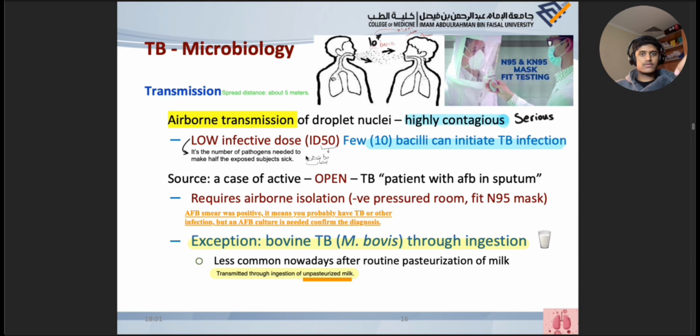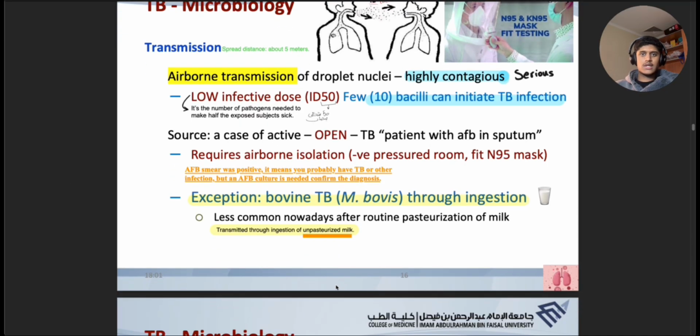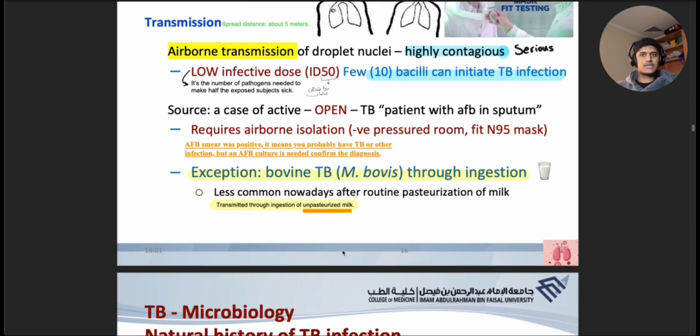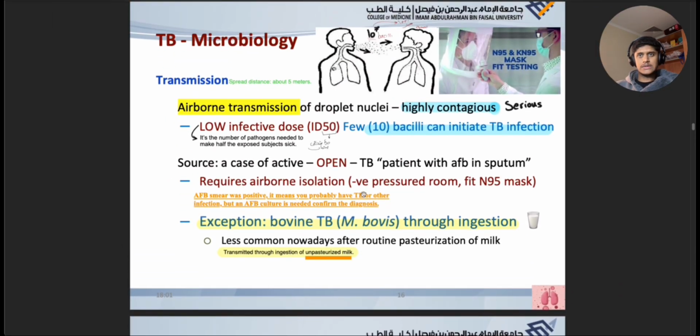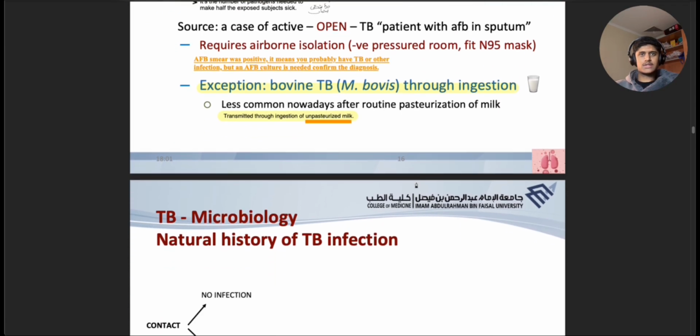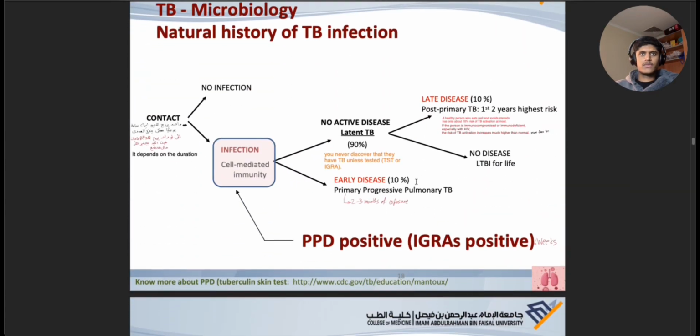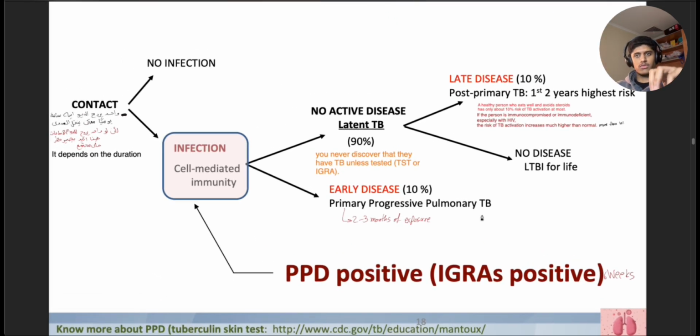The exception comes from bovine TB, or M. bovis, because it comes through ingestion of unpasteurized milk. So we can exclude this TB. However, for the other ones, we should be really careful in terms of treating patients and even controlling the infection. This graph is really important to demonstrate the differences between post-primary and primary progressive pulmonary TB.